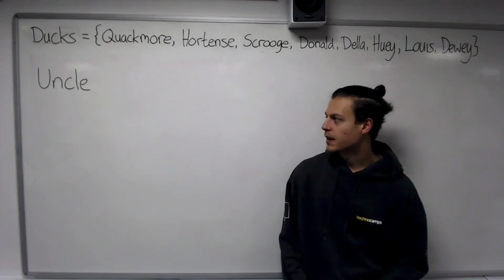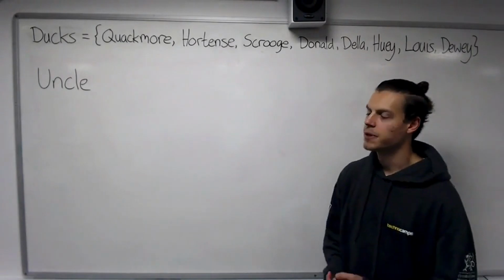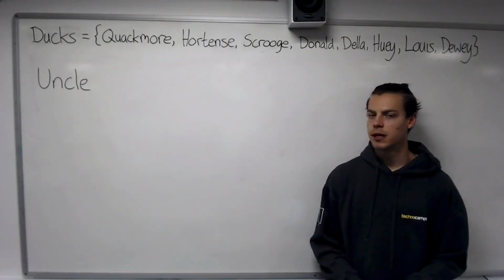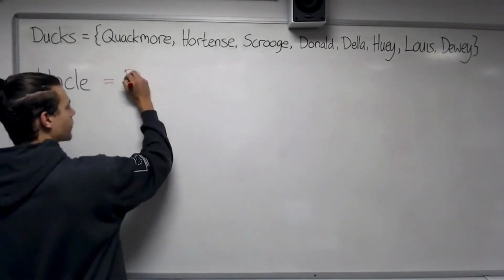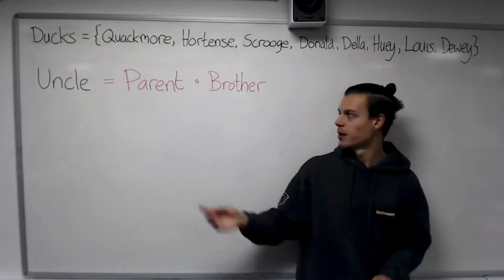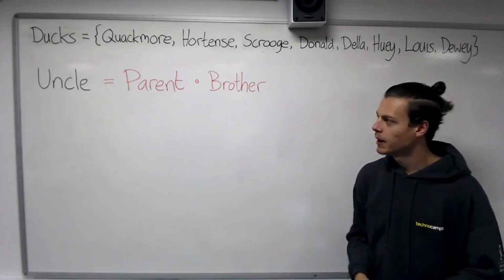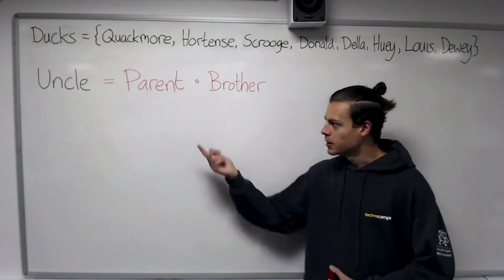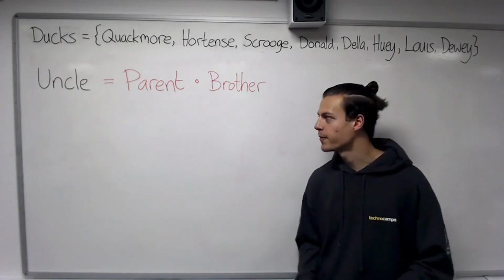Our final task of this exercise is to define the uncle relation in terms of the relations mother, father, and brother. Now, an uncle is just the brother of a parent, right? So we can define it as a composition of the parent with brother, but we must define this relation, parent. Now, a parent can be either a mother or a father. So to get this relation, we can simply take the union of the relations mother and father.